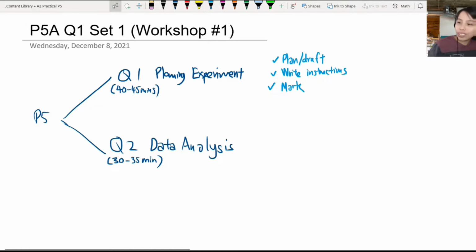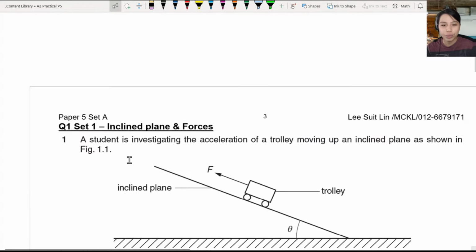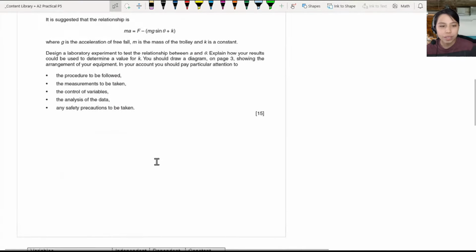If you go into the chat and scroll all the way up, you can find today's P5A. If you already have the PDF, you can print it out or keep it, or just grab a piece of paper and take notes along. So for the first part of today, we are going to look at how to plan and draft an experiment and what is question 1. No need to print, because it's just instructions only. Okay, so you will see something like this.